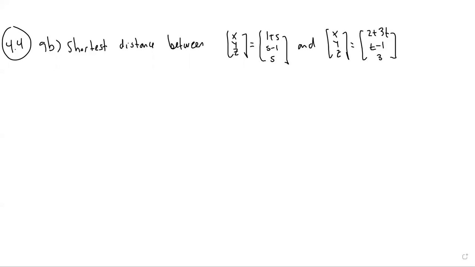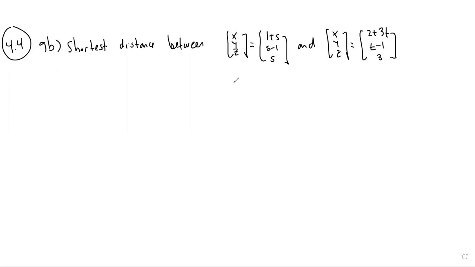In this question, we want to find the shortest distance between these two lines that are defined parametrically. Notice that I did choose to use a different parameter, s, for the first line and t for the second line. You didn't really have to, but it does make it a lot easier to set up these formulas if you choose two different parameters because they are independent from each other.